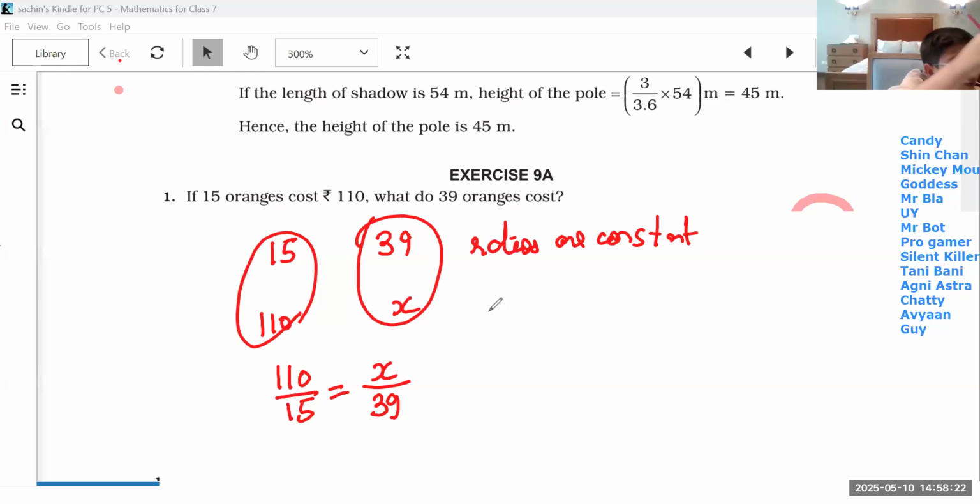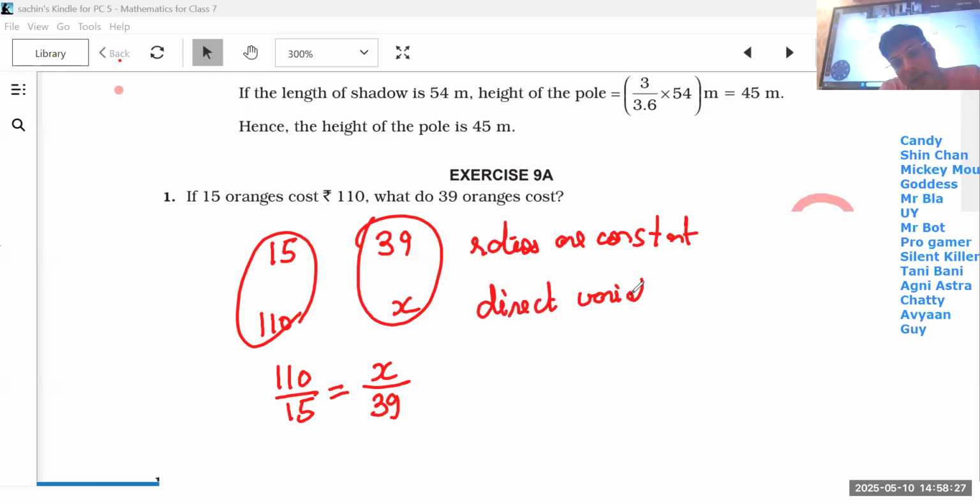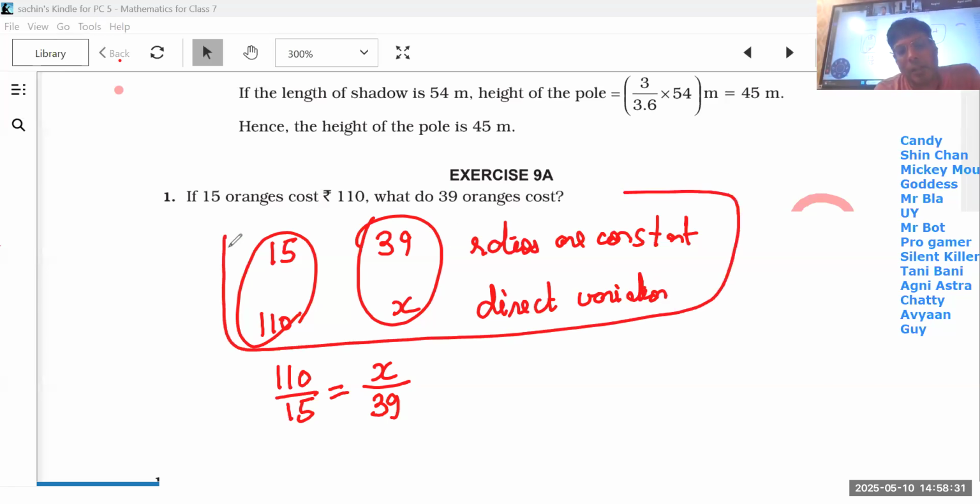Isn't it like the ratios won't change? Son, in inverse variation it will be something opposite. This is a case of direct variation. When we do inverse variation, their product will be constant.